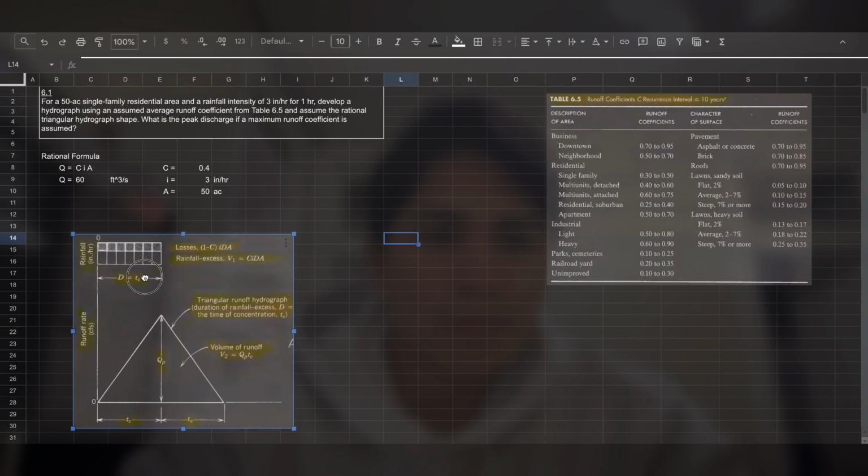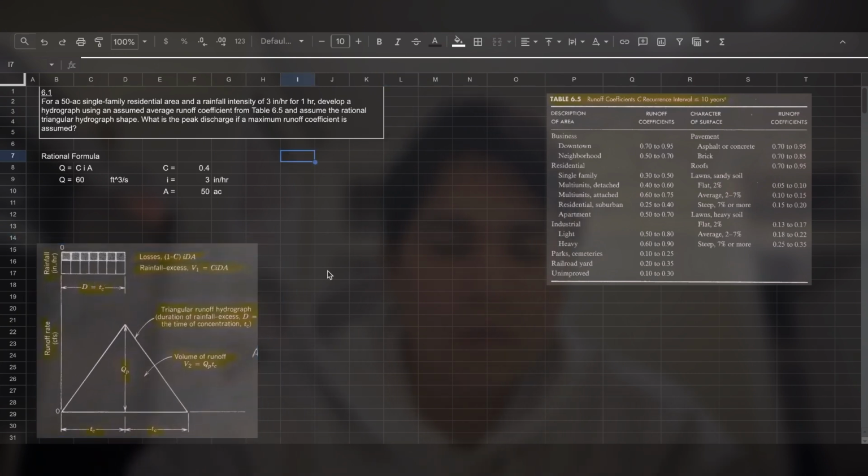So if we make our own table, we can assume time and then we have the Q values. So at time 0, Q will be 0. And then we have that the intensity is 3 inches per hour and the duration of the storm was 1 hour. So the time steps are per hour. By the first hour, once the time of concentration equals the duration, which is 1 hour in our case, we have reached our peak, which we solved to be 60 cubic feet per second.